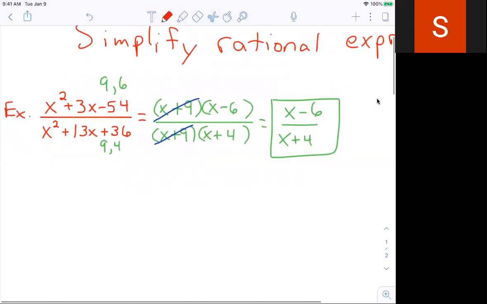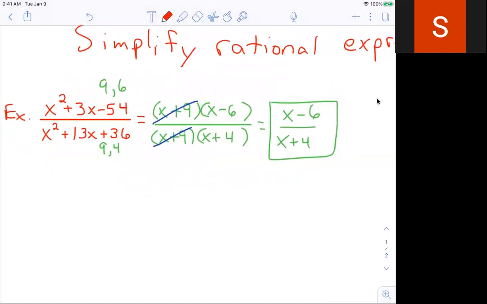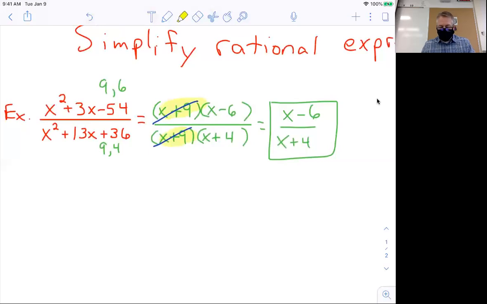I have a question. Yes. You know how you cross them out? Do they have to be x plus 9 and x minus 9 to cancel it out? Good question. They both have to be exactly the same. So it's x plus 9 and x plus 9, so we can cancel them. If it was x plus 9 on top and x minus 9 on the bottom, you cannot cancel those. They have to be exactly the same on the top and the bottom.